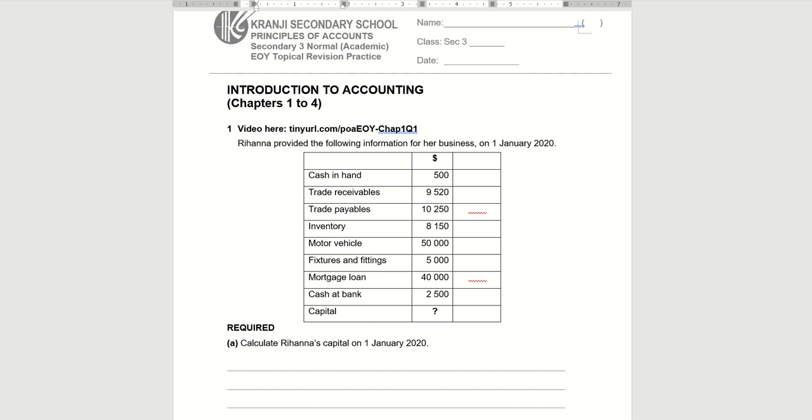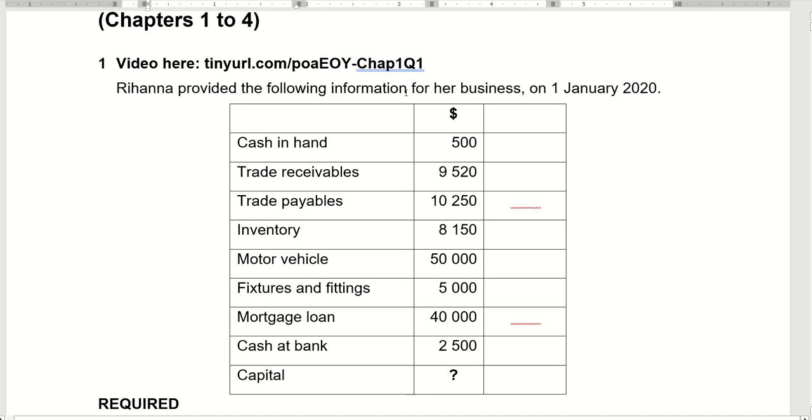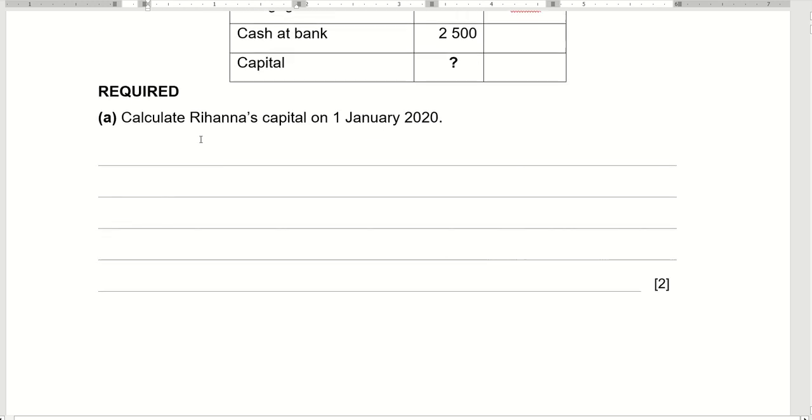Okay, so in this question, Rihanna provided the following information for her business on 1st of January. Then they give you a list of accounting accounts. All right, and then they ask you to calculate Rihanna's capital on 1st of January 2020.